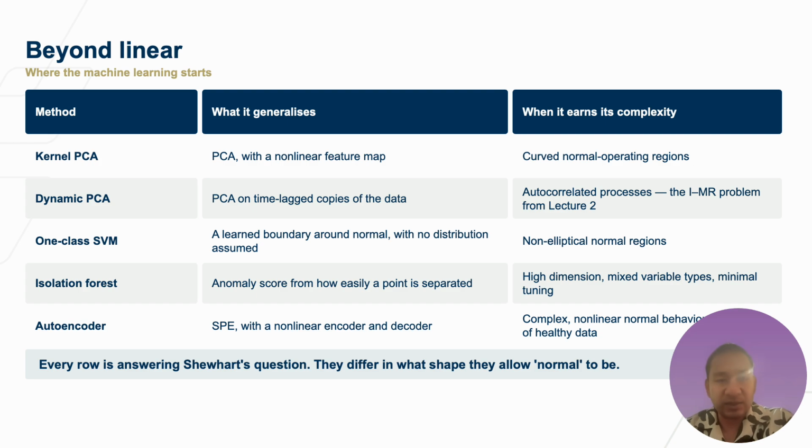One-class support vector machines learn a boundary around normal with no distributional assumptions. Useful when the normal is a strange shape. Isolation forest scores anomalies by how easily a point can be separated from the rest. It handles high-dimensional, mixed variable types with almost no tuning, which makes it a good first thing to try. Autoencoder: SPE with nonlinear encoder and decoder. Needs plenty of healthy data. They differ in what shape they allow normal to be. That is the only axis of variation in this table.